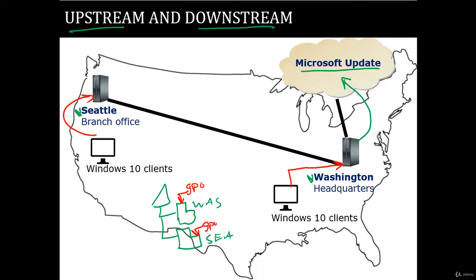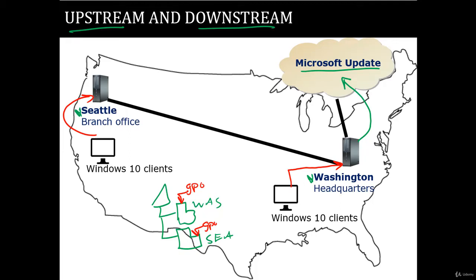So the way this works now, an update is downloaded one time across my WAN link to my Washington WSUS. Then that update is actually pulled one time across the WAN link to Seattle. So only once is each update traversing my WAN link. Clients will download from a WSUS in their respective location. So I'm using minimal bandwidth to make this function. This is the ultimate in efficiency for deploying Windows updates.